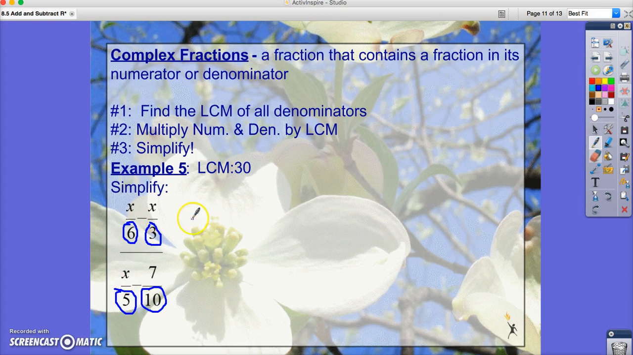So how do we set the problem up? That's step 1, find the LCM of all the denominators. And they're the little denominators. Now, step 2, multiply numerator and denominator by the LCM. Here's how it's different from the last part. With adding and subtracting, we multiply by what's missing of the LCM. This time we multiply exactly by the LCM, all right?